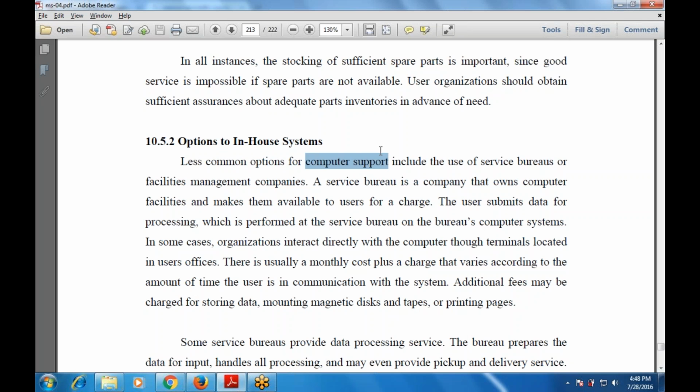So less common options for computer support include the use of service bureaus and facilities management companies. A service bureau is a company that owns the computer facilities and makes them available to users for a charge. The user submits data for processing that is used for the in-house system, and the service bureau processes it on the bureau's computer system.